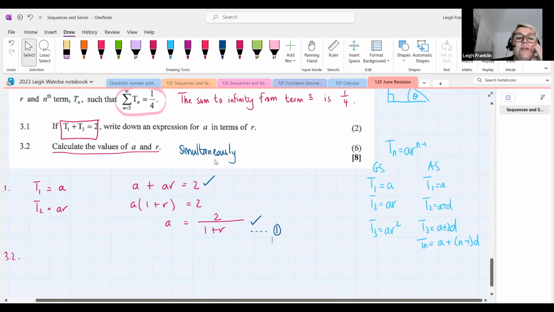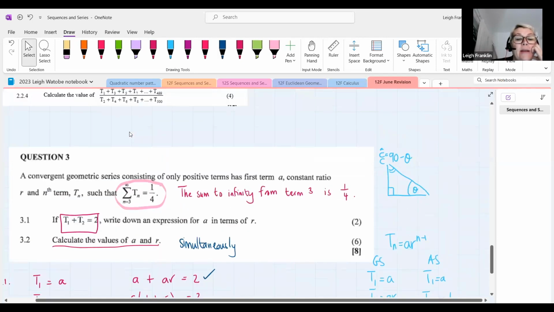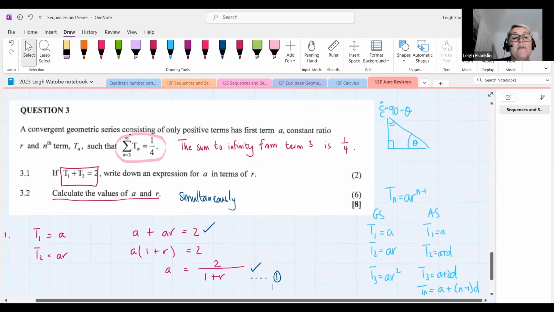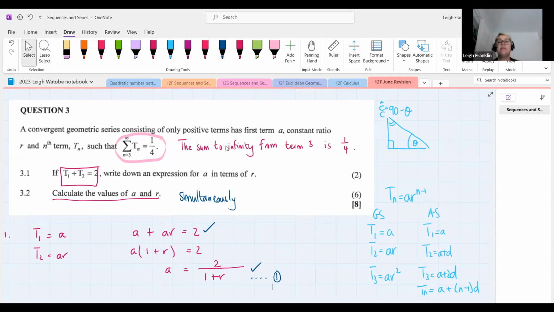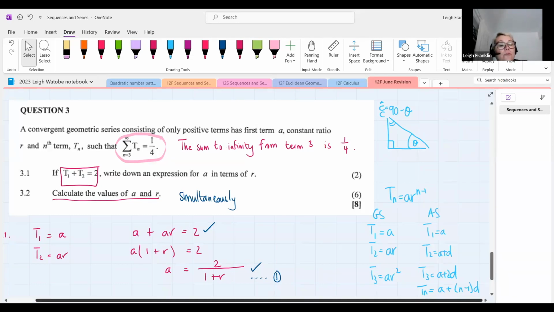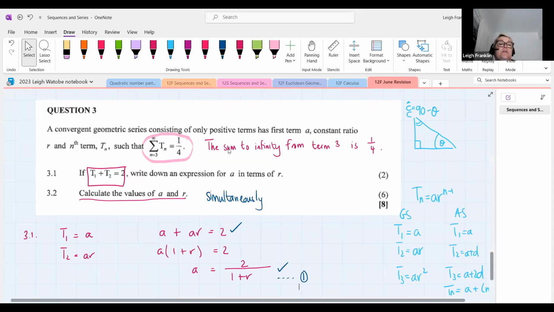So now we need to go back and look at the information again, and we've got to make another equation. Let's see if we can use this information. The sum to infinity from the third term onwards is 4. You know that the sum of the first two terms is 2. So do you know the total sum to infinity?